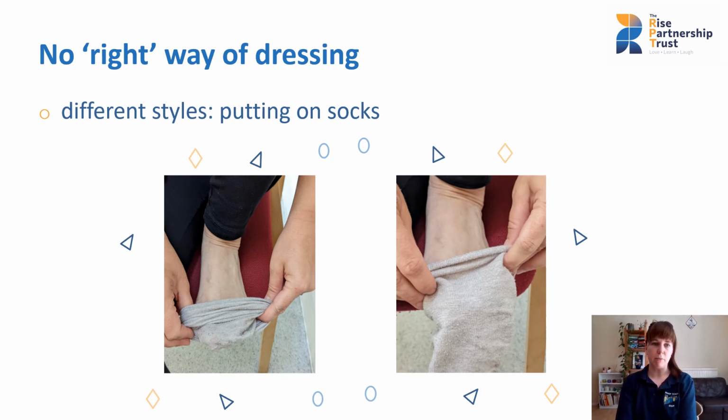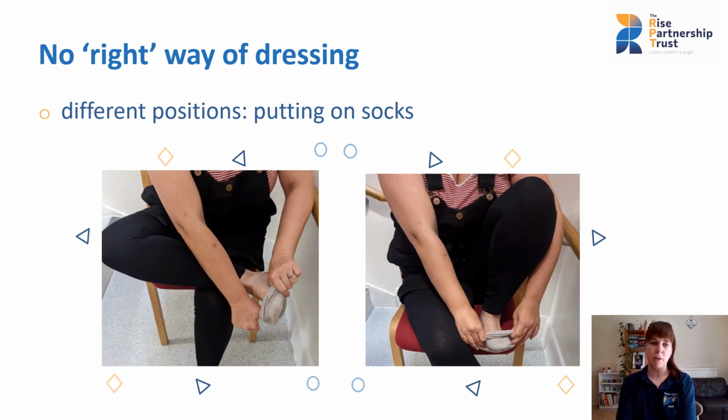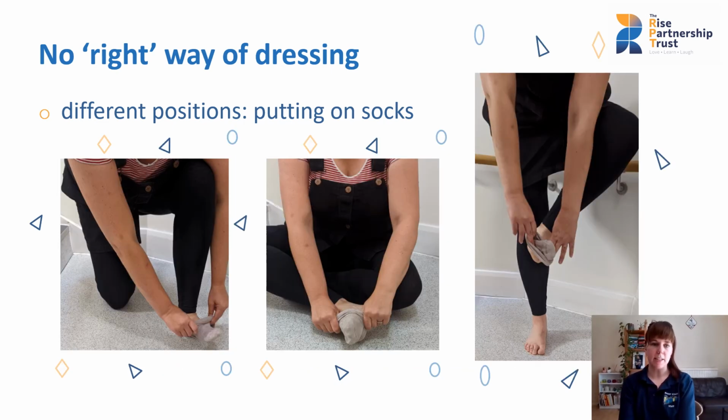There's no right way of dressing. For example, there are different ways to put on your socks. Bunch them up, like on the right, or pull them from the top of the sock, like on the left. You can also put on your socks in different positions, sitting on a chair and pushing one leg on top of the other, or pulling your leg up to your chest. Or without a chair, you can half kneel on the floor, you can sit on the floor, or you can stand.